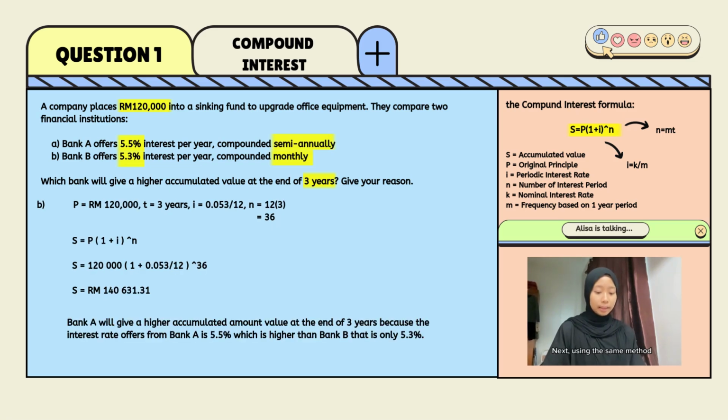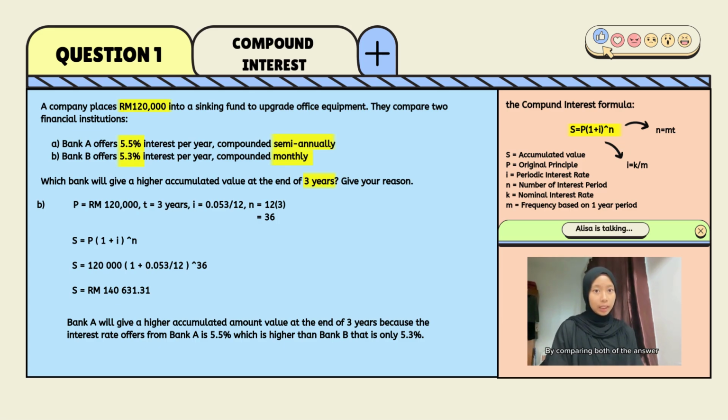Next, using the same method, we're given that the interest offered from Bank B is 5.3% compounded monthly, which means k equals 0.053 and m equals 12. Using the formula, S equals P, 120,000 times the quantity of 1 plus 0.053 divided by 12, to the power of 36. Using the calculator, we will get the accumulated value of Bank B, which is RM140,631 and 31 cents.